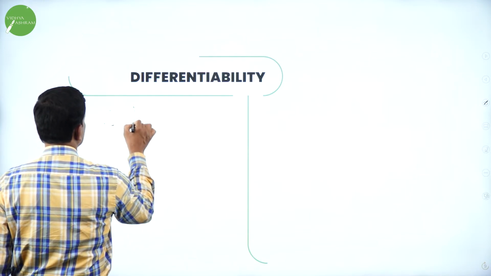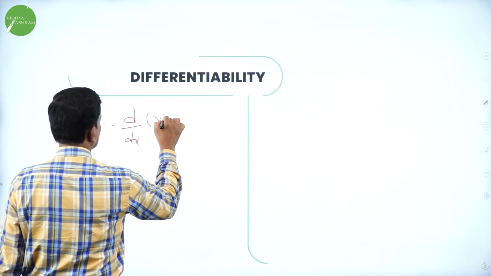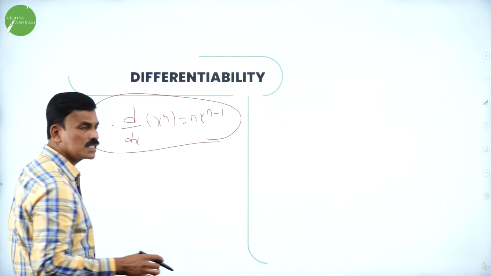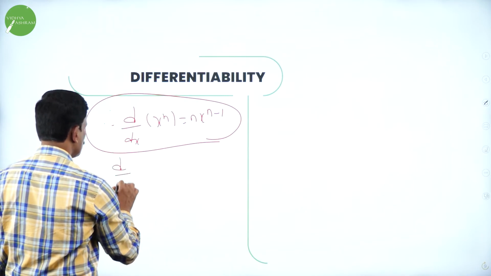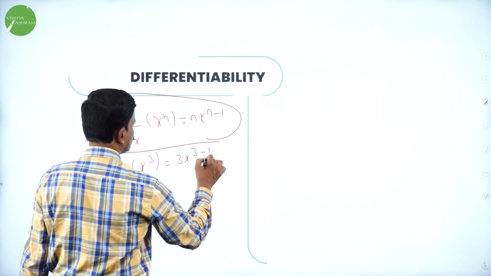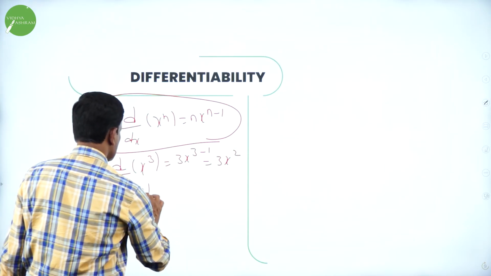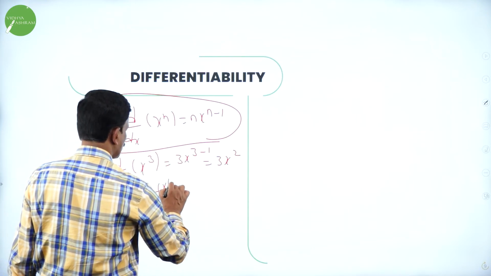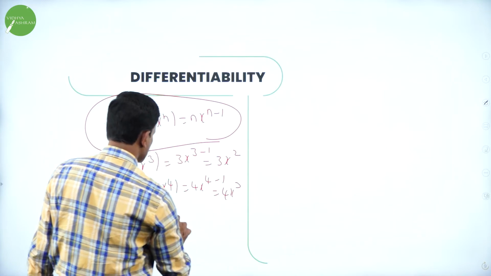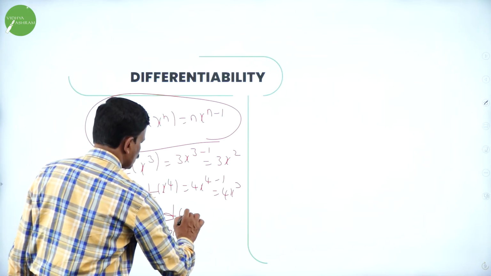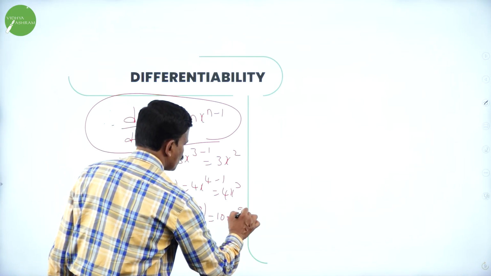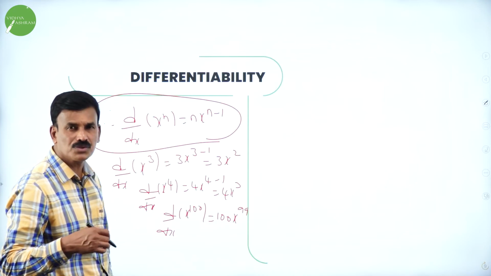So, d by dx of x to the power of n is always equal to n x to the power of n minus 1, where n is a rational number. Suppose n is a positive integer: d by dx of x cube is 3 x to the power of 3 minus 1, which is 3x square. Similarly, d by dx of x to the power of 4 is 4 x to the power of 4 minus 1, which is 4x cube. Suppose it is d by dx of x to the power of 100, then it is 100 x to the power of 100 minus 1, which is 99. The power goes on decreasing.